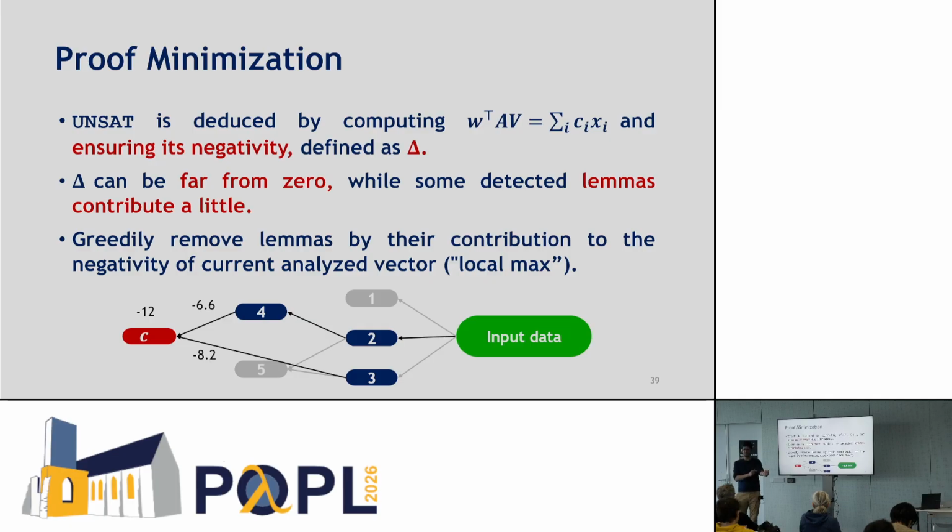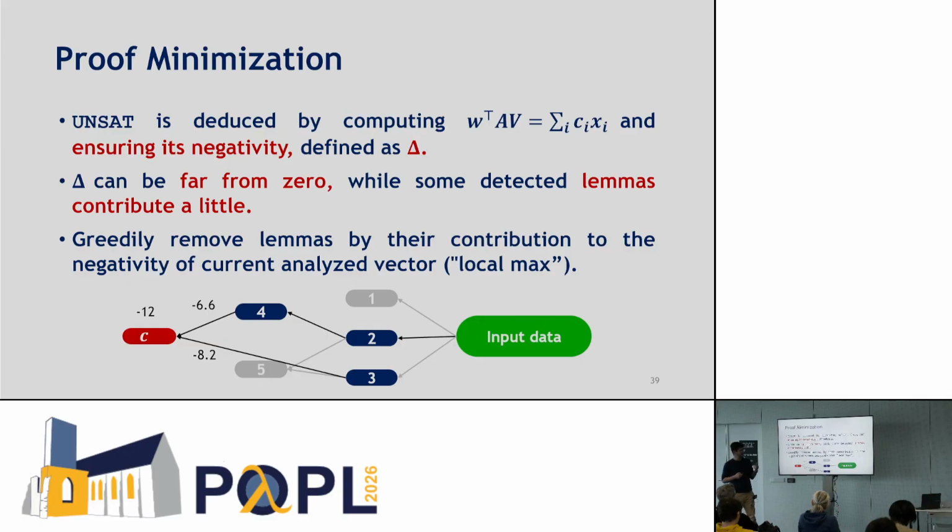Again, going a bit more into technical details, what we do is we go back to our computation over there. We compute a linear combination of the variables, and we need to ensure its negativity. But of course, ensuring its negativity is not just a yes or no question, because we can also measure the quantity of the negativity. We call this quantity delta, and this delta could be very far from 0, but the lemmas that are used in the proof are not really necessary to this negativity. Even without them, the contradiction would be negative as well.